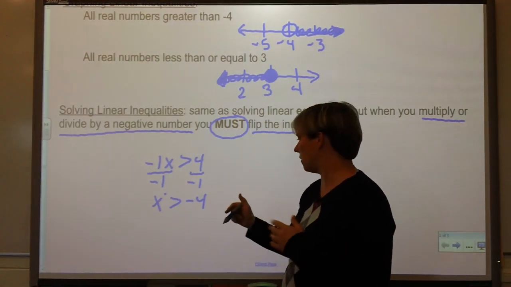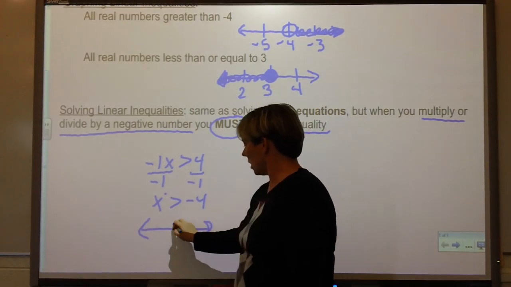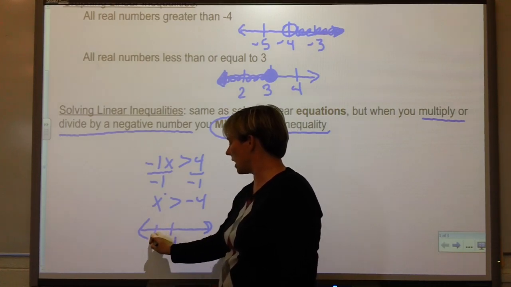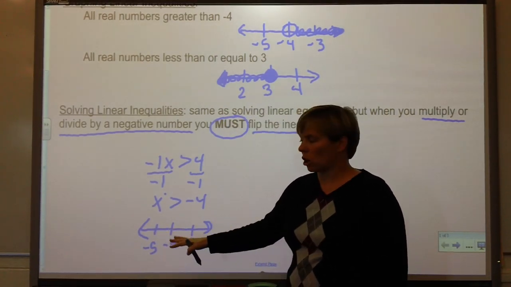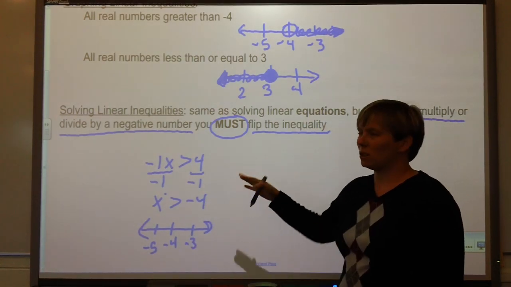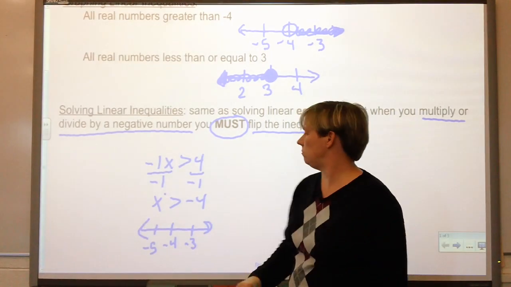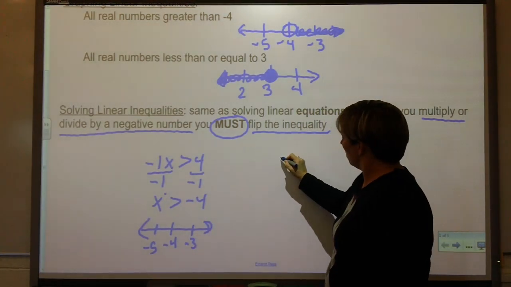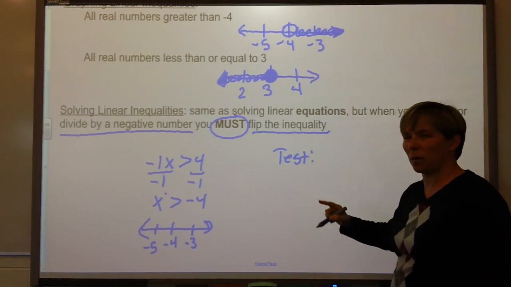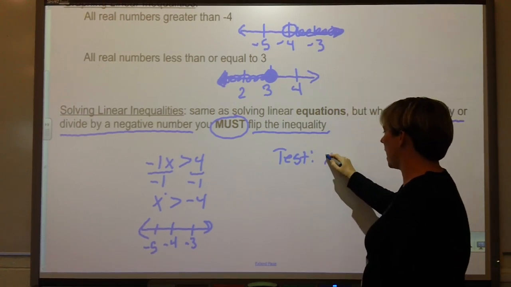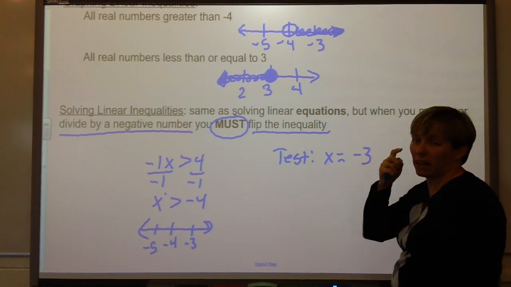Let's go and check that. So if I were to graph that, I would say, okay, -4 is here, -5 is here, -3 would be here. Before we finish our graph, let's go and check this. So let's pick a number that's greater than -4. Let's pick, say, 0. Actually, let's not pick 0. That's a little too easy. Let's pick x is equal to -3, since that's right next to it.